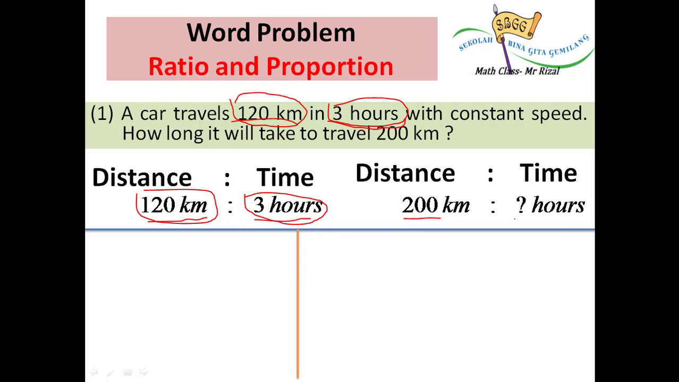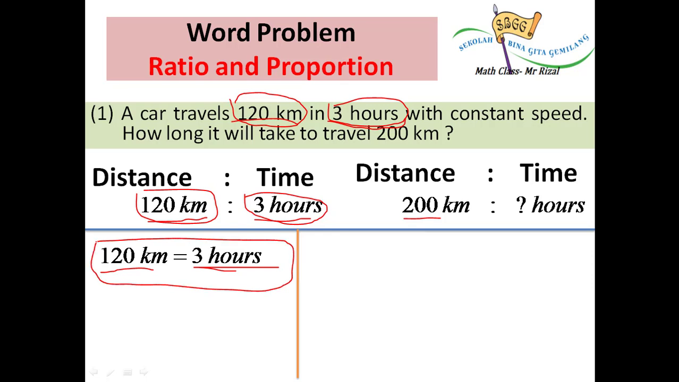Okay, before, I asked you to write boxes or you just write the units. So the units here are kilometers and hours. So 120 kilometers equal to 3 hours. After you write this, you must know what it means. If I read this one, this car travels the distance of 120 kilometers in 3 hours. Okay, that is the meaning of this.